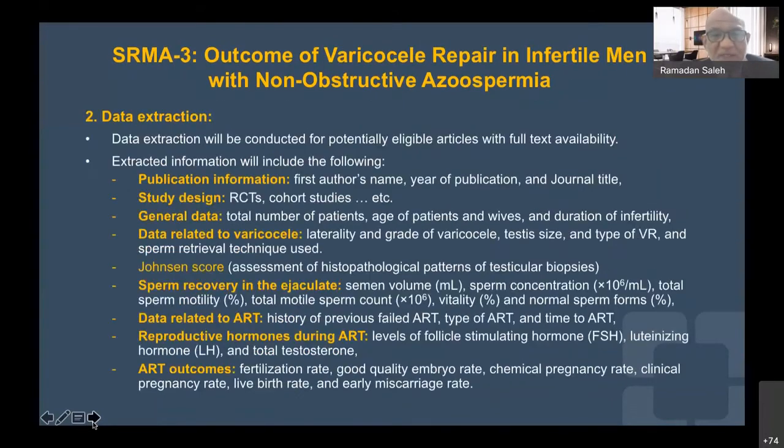Just a little bit of change in the data extraction sheet, in which we will include sperm recovery in the ejaculate. We will include Johnson score, which is the histopathological pattern of testicular biopsy in these azoospermic patients. And of course, we will include sperm retrieval technique.